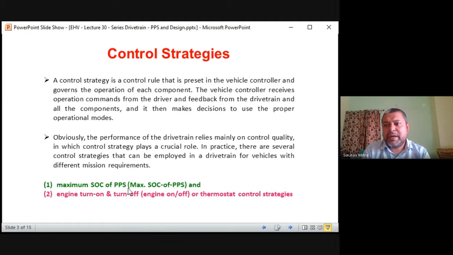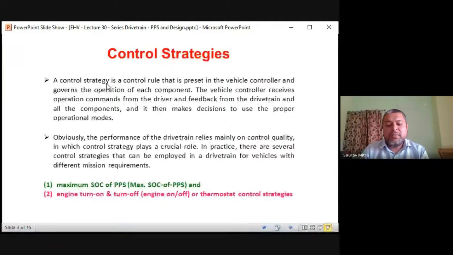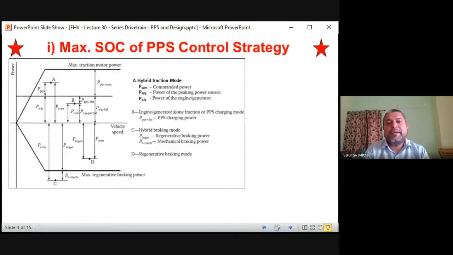This is a 10 mark question. The second will be a 5 mark question, that is engine turn on and turn off, or engine on off, or thermostat control strategy. So the first type is SOC, that is state of charge. We have to maintain the battery for all operations. There are four modes in SOC of PPS. What are the four modes? We will see in the coming diagram.